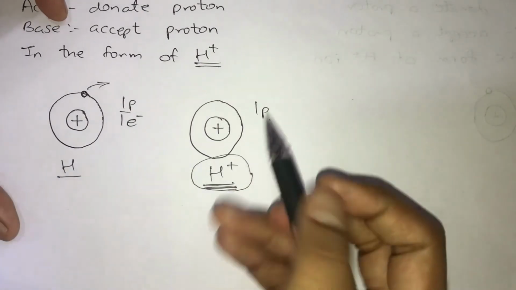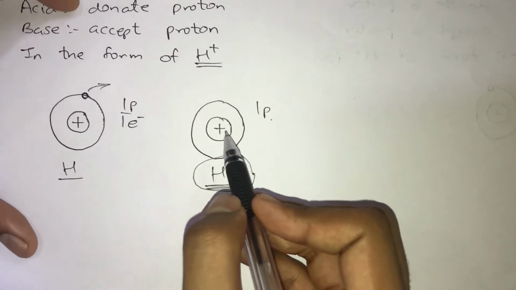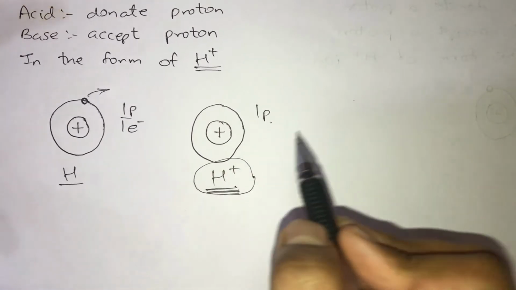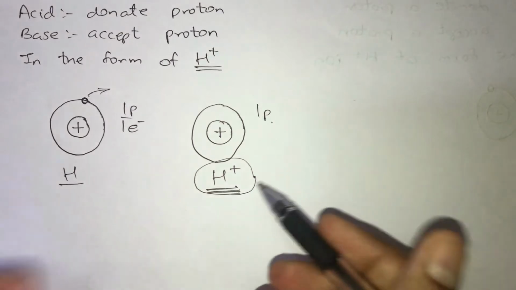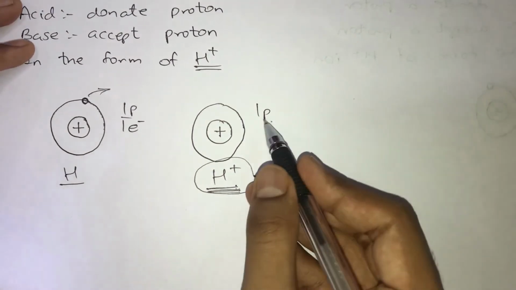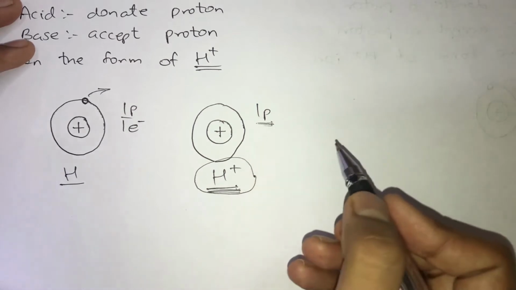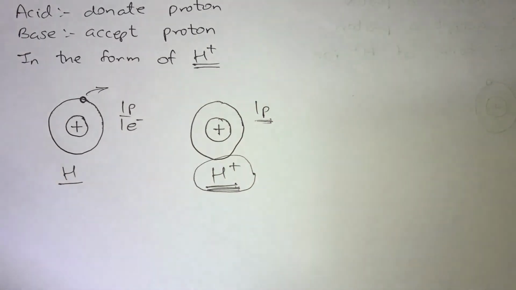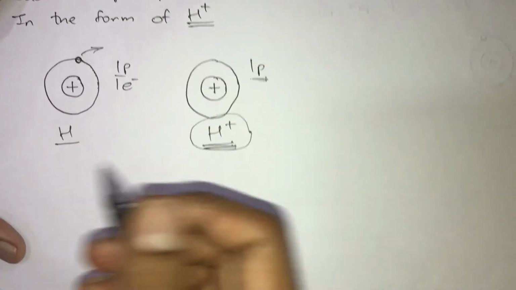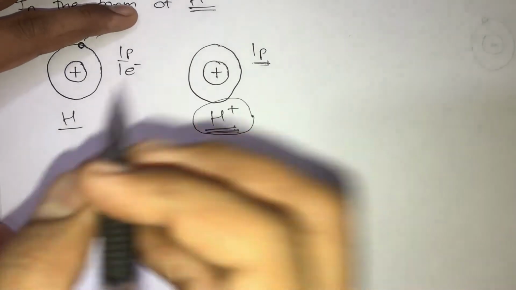They cannot directly accept or donate a proton which is present in the nucleus, but instead they are going to do it in the form of H plus ion, because H plus ion is equivalent to a proton. I have explained all this to you now. Okay, now let's understand how they are going to donate and accept with the help of a reaction.